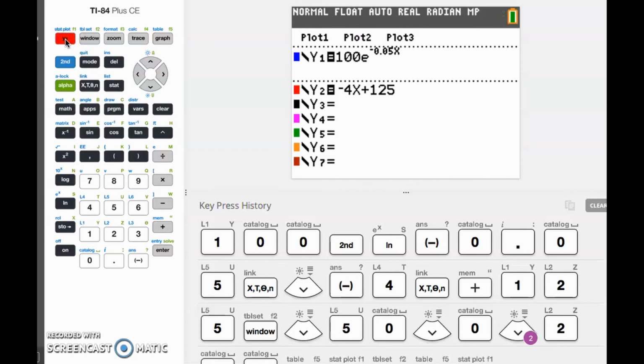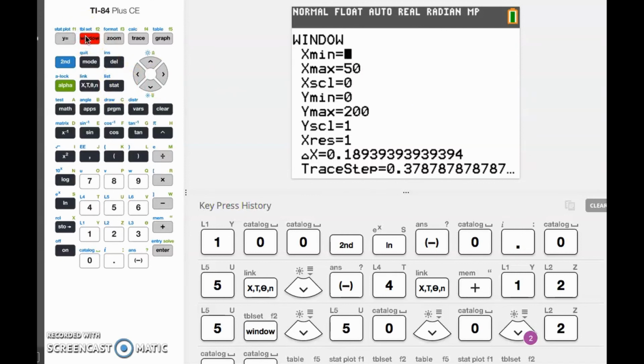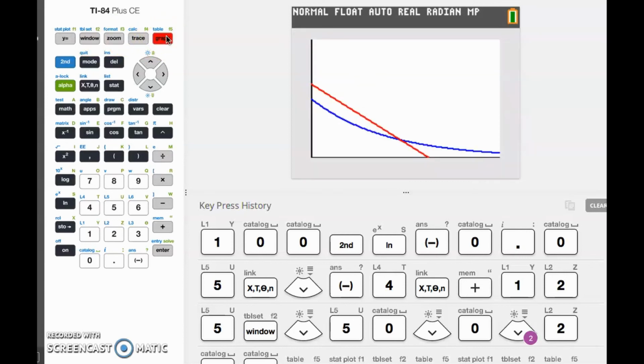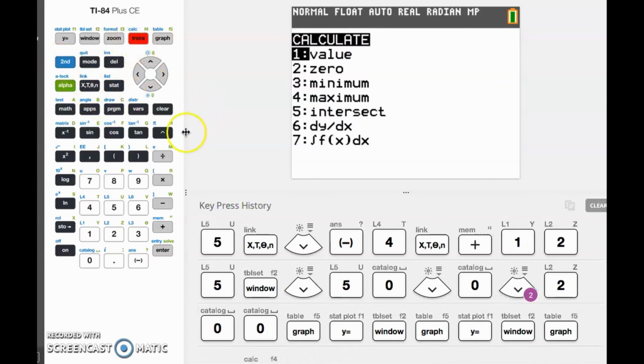I've got my two functions typed in here, my exponential decay model and my linear model, which is also a negative slope, right? And I adjusted my window. I went from 0 to 50 on the x scale, from 0 to 200 on the y scale, just because I know that my initial values for both functions are going to be 100 and 125, so I wanted to capture those. So then I take a look at my graph. Again, the exponential decay, R of t, is the blue, and S of t, the linear one, is the red. So now I want to calculate the intersection.